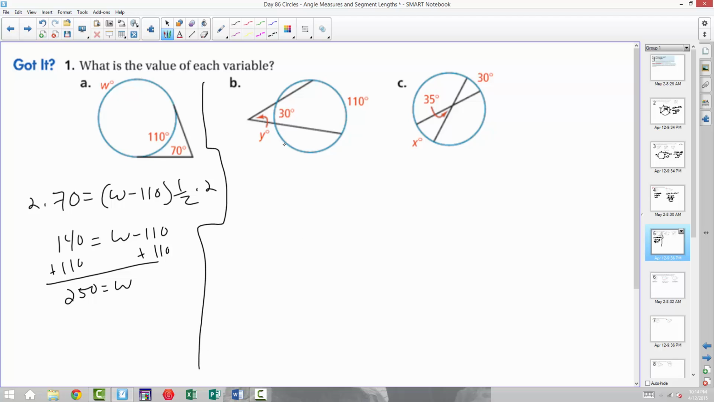Again, for example B, my angle's on the outside, therefore I take the difference of the two arc measures and multiply by half. So y is equal to the difference of the two arc measures, so it's going to be 110 minus 30 times a half. So I have 110 minus 30, which is 80, times a half, so y is equal to 40.